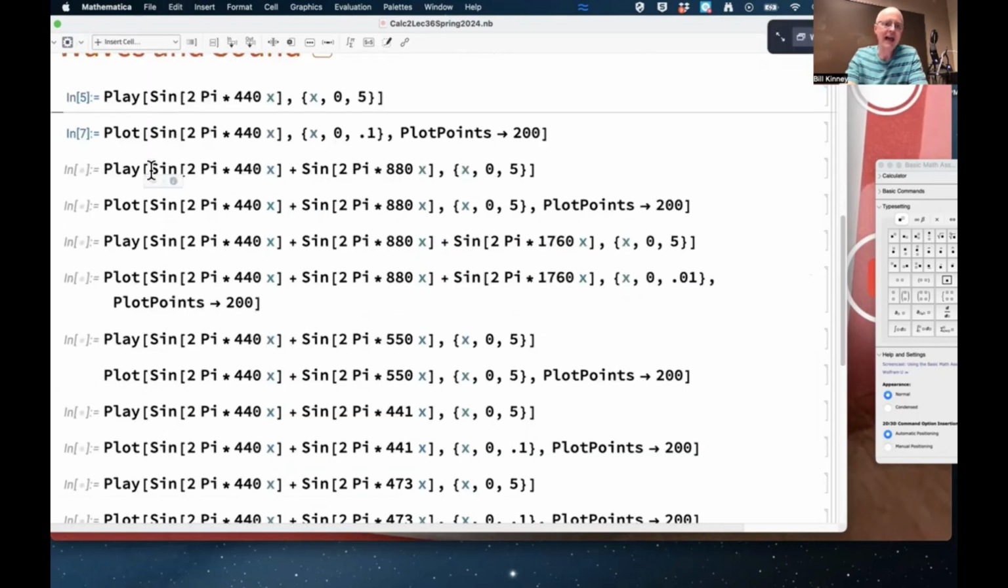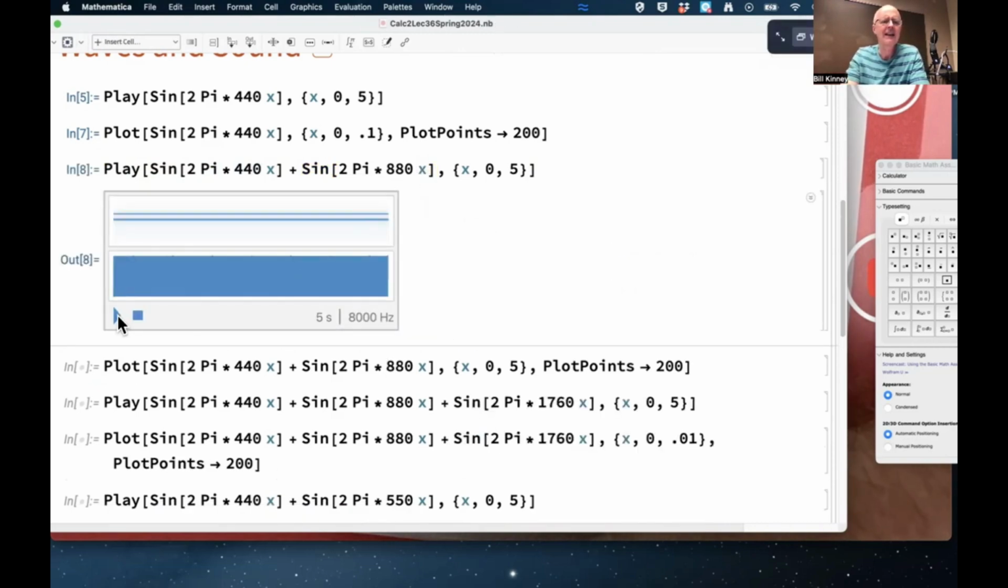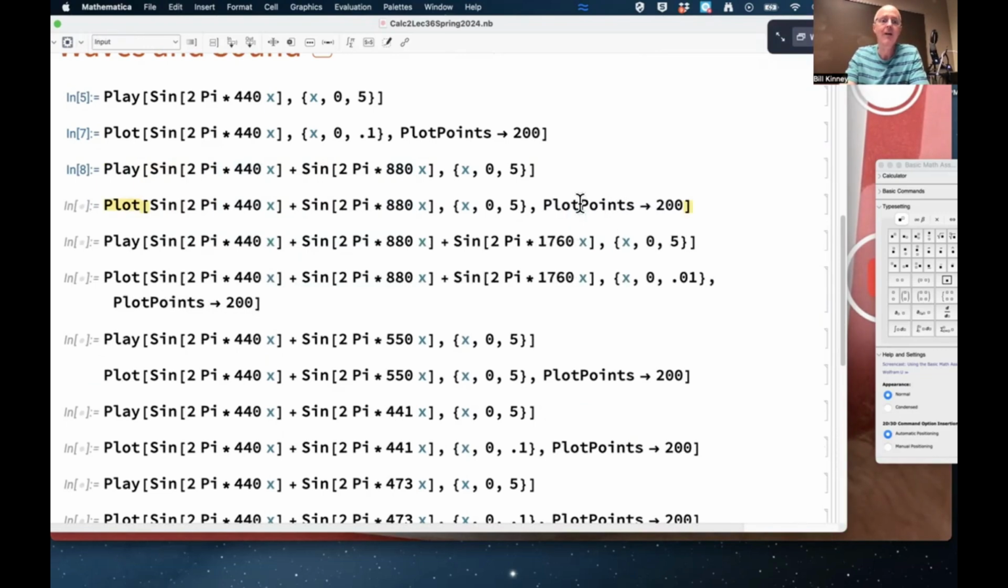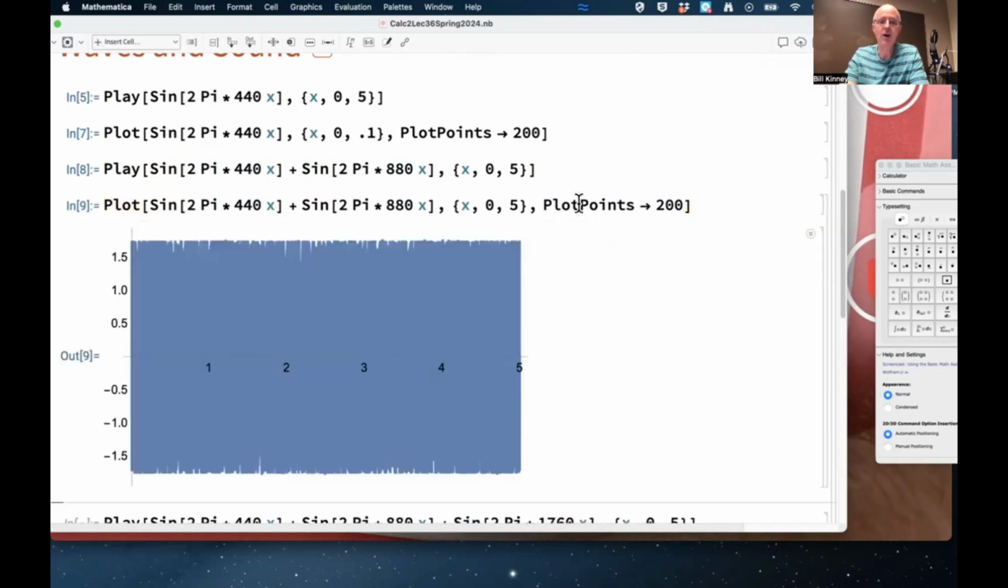What happens if I add two pure harmonics with different frequencies? 440 hertz, which I think is middle C, and 880 hertz, that's one octave above, I think, right? Does that sound right? You're playing two Cs of different frequencies, I think, if my music is right. What happens if you graph that over that interval?